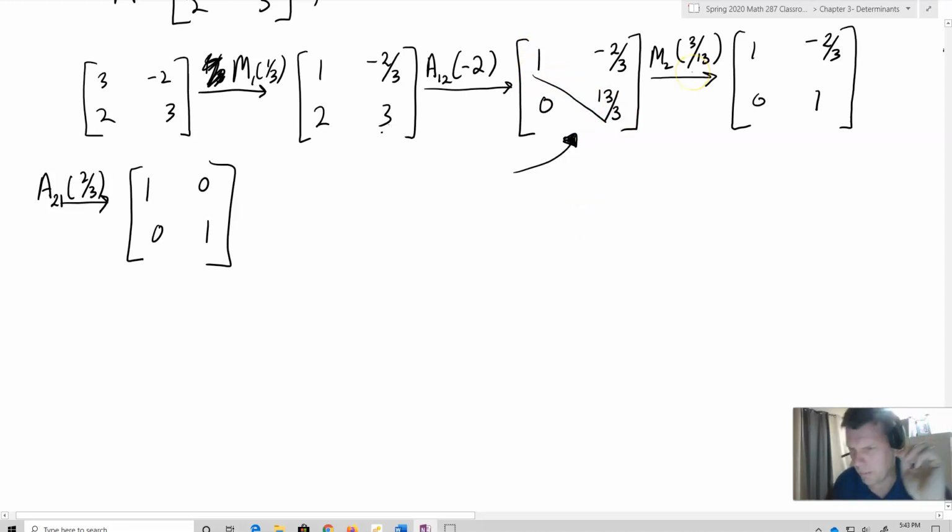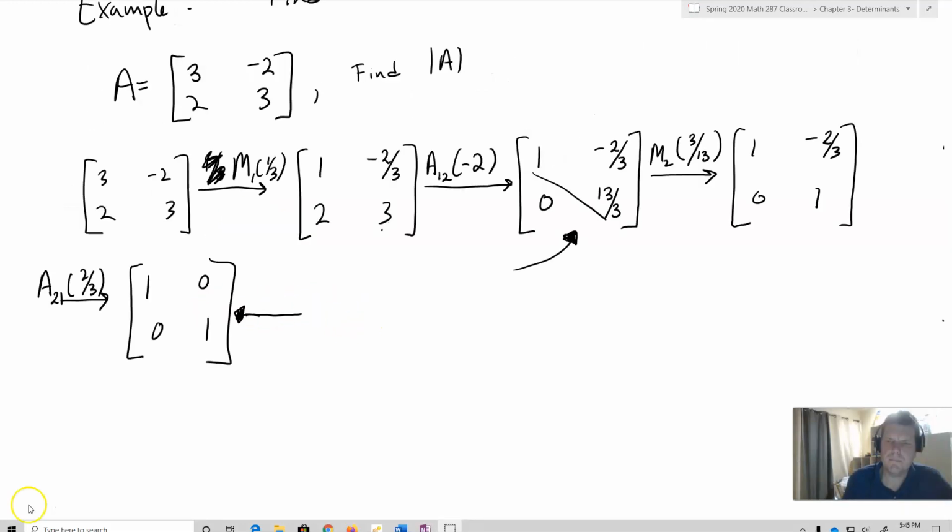In fact, why don't we do it both ways? This is the identity, so this one is row reducing down to the identity. So now let's use this information to actually find the determinant of A.